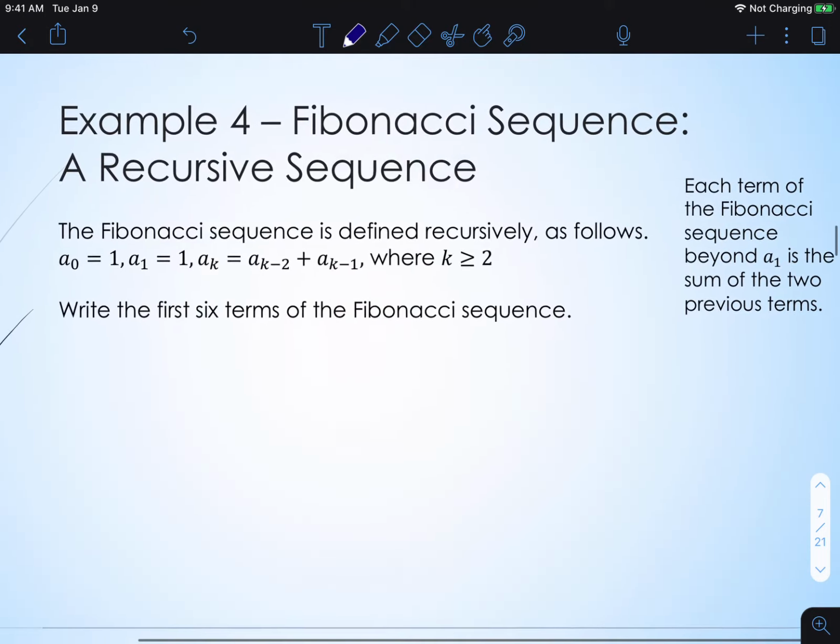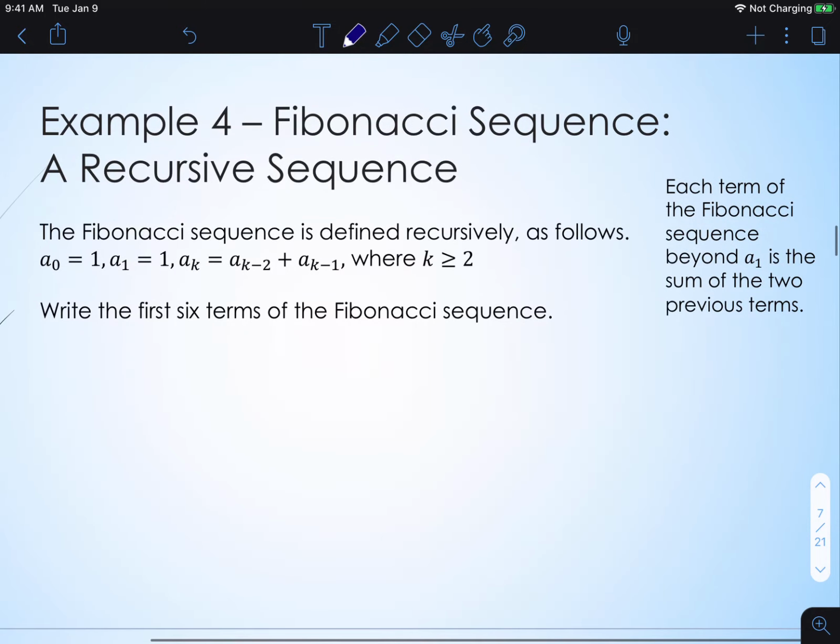All right, let's take a look at example 4. Example 4 is a really cool sequence. It's called the Fibonacci sequence, and it's a recursive sequence, which means it really can only be propagated by going one term at a time. And it's defined this way.